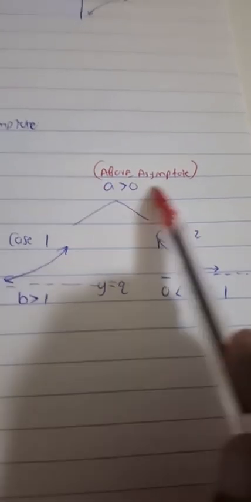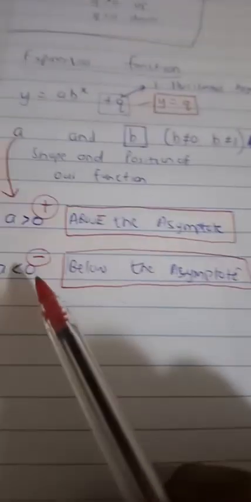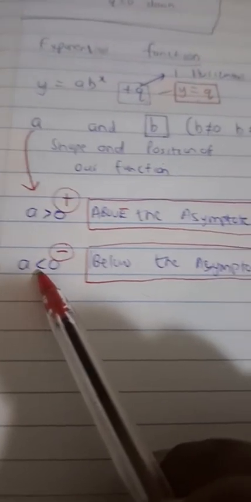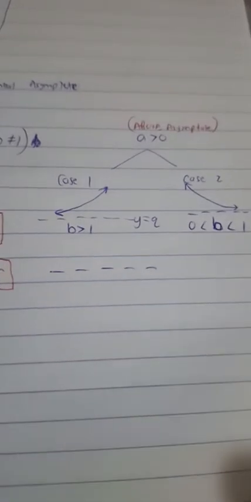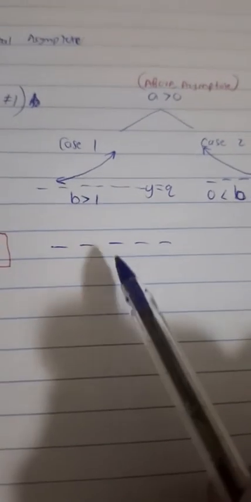Okay, so that is scenario 1 of case 1 and case 2, where a is greater than 0: the function, we know, should be found above the asymptote. Then let's look at when a is less than 0. We said that when a is less than 0, we are expecting to find the function below the asymptote. So once again, if I sketch in my asymptote, there are two scenarios that you can expect when a is less than 0.